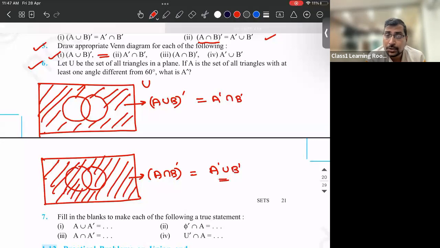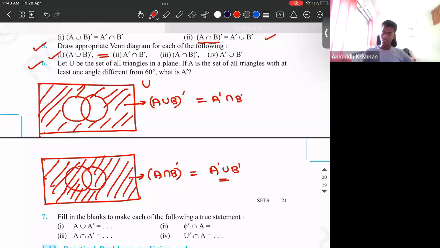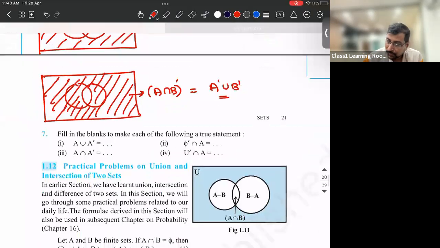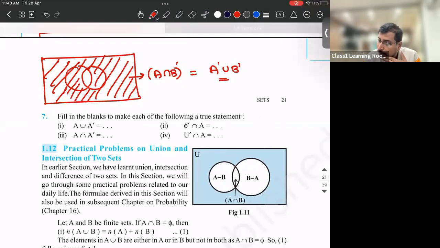Read the question carefully. A is a set of all triangles with at least one angle different from 60 degrees. Oh, sorry, different. I thought it's less than. So A complement is the triangle where every angle should be 60. It should be an equilateral triangle. Correct.